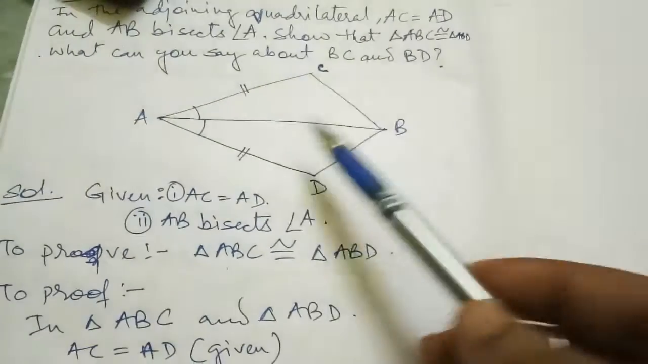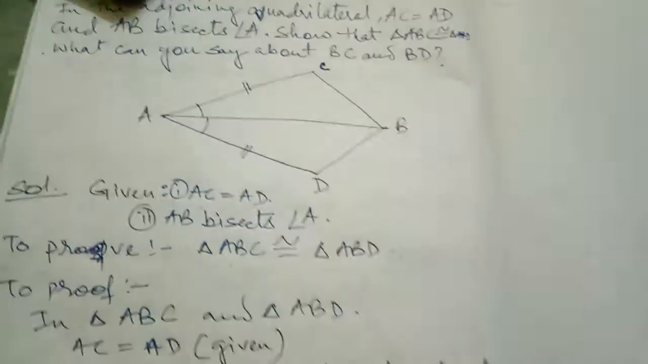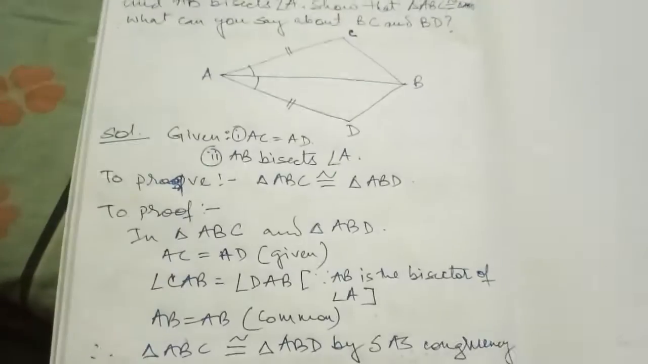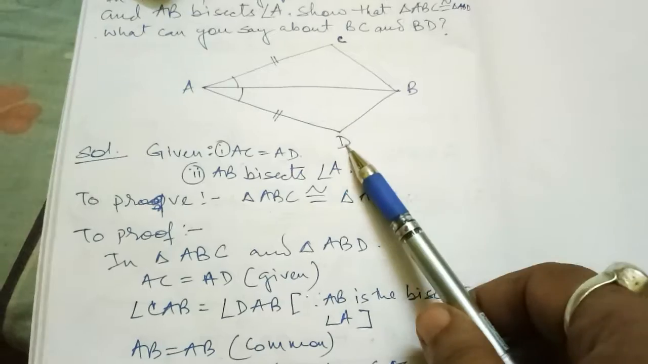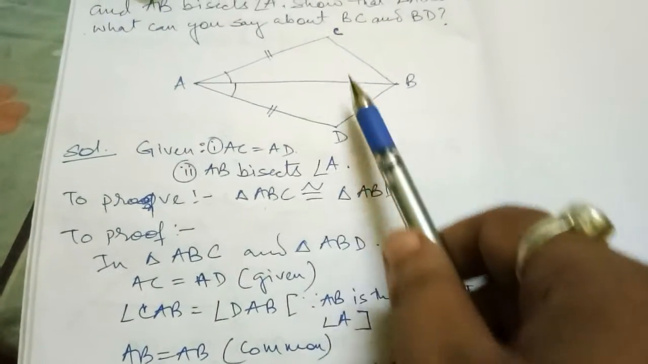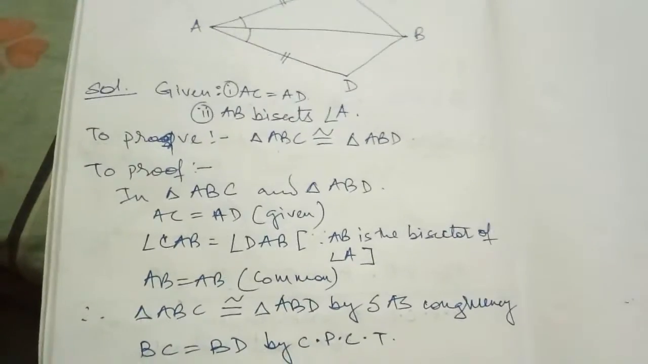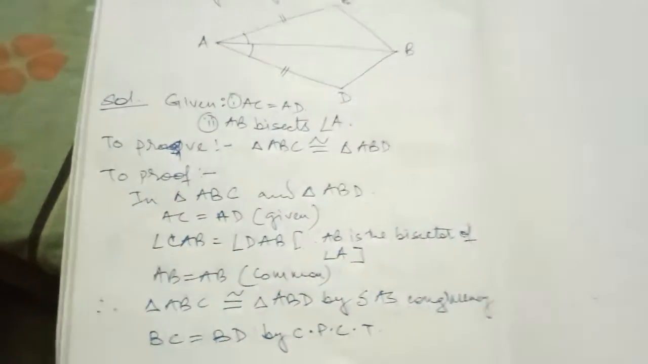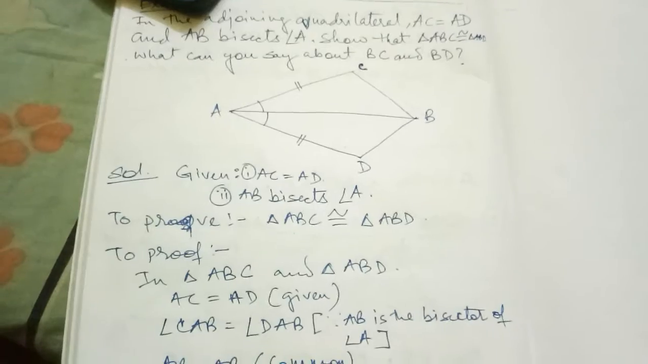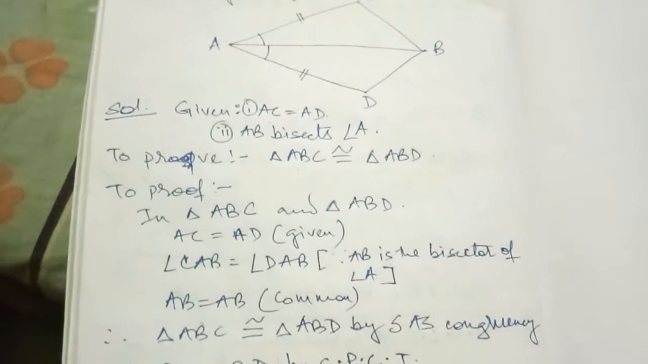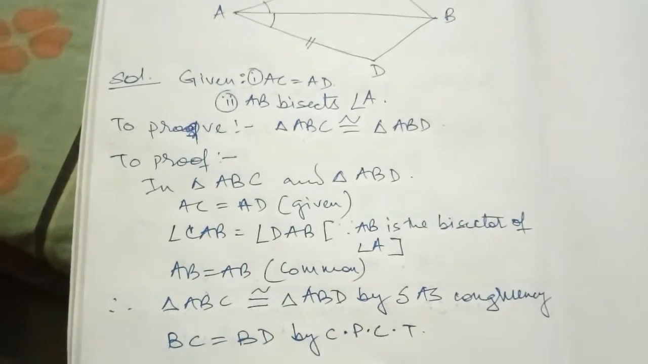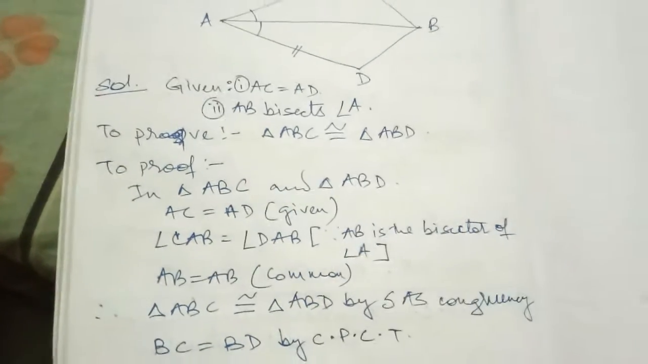If it is asked in the question, then yes, angle C equals angle D by CPCT. This is the solution done. I hope you have understood this question. These are all proving sums. You have to prove, and then only you can find out the answers.